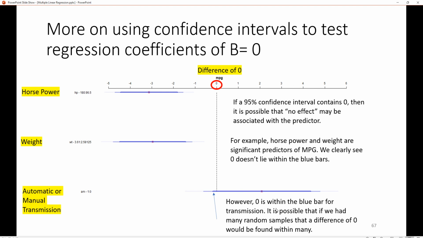However, 0 is within the blue bar for transmission. We see that that dashed vertical line does fall within the blue bar, so it's possible that if we had many random samples, a difference of 0 would be found within many. So if we had more data, more samples, then we could probably see cases where the miles per gallon for automatic and manual transmissions were pretty much identical.